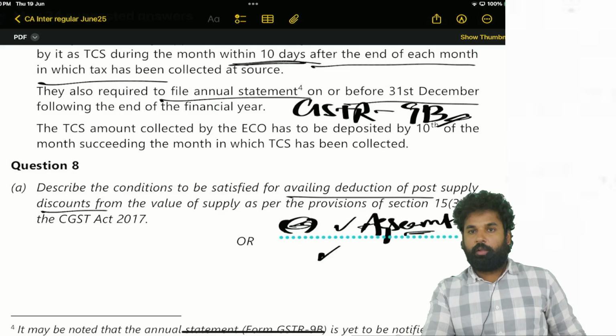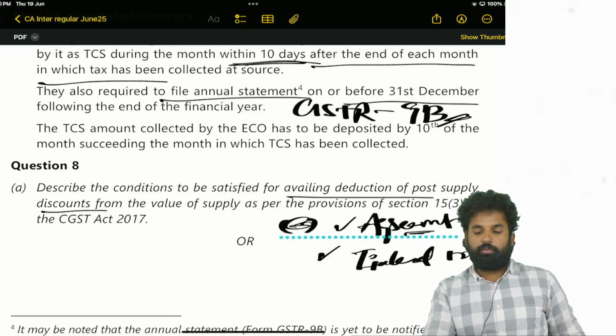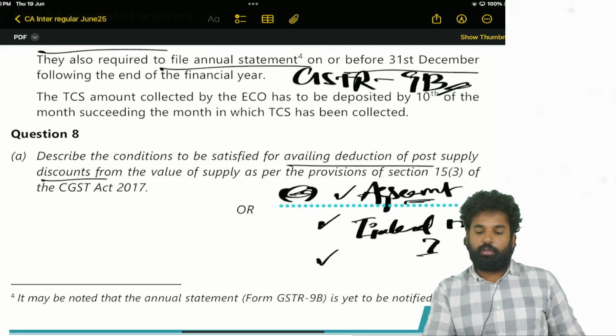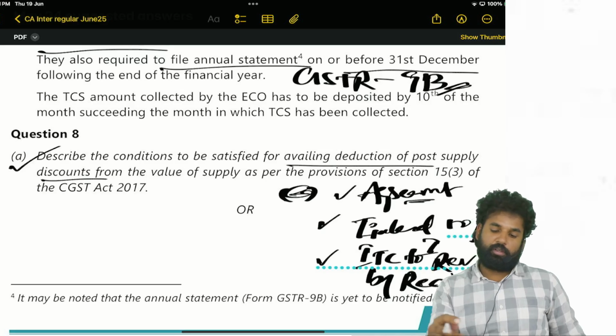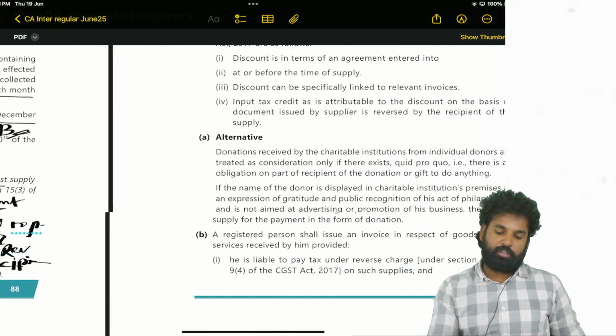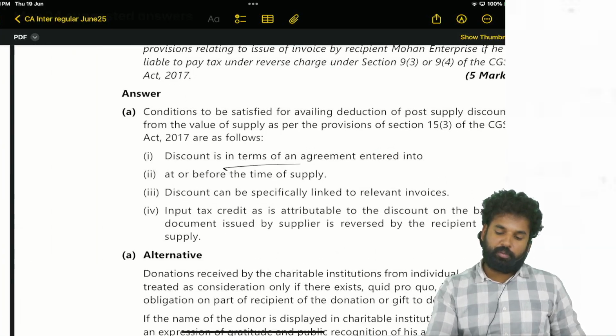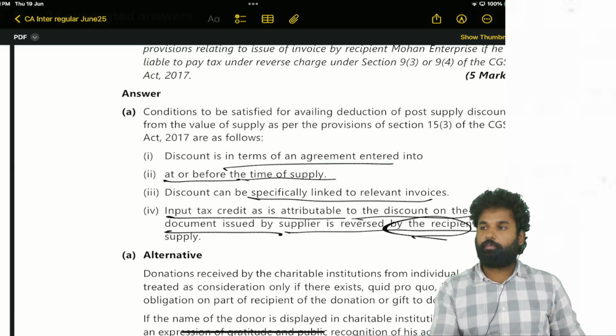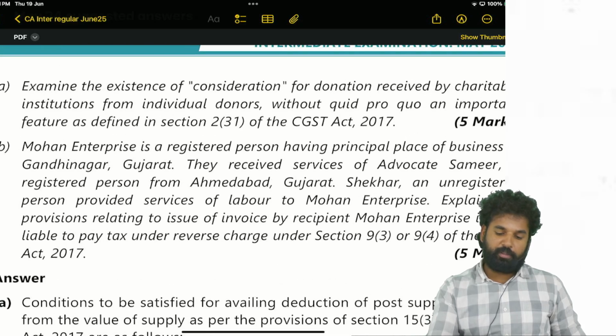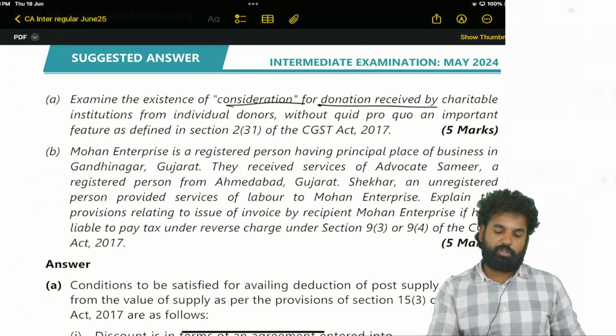Next, tax invoice, linked to a particular invoice. Next, ITC to be reversed by recipient. If these three conditions are satisfied, then post-supply discounts can be adjusted to the value. So discount in terms of an agreement entered into at or before the time of supply, specifically linked to the relevant invoice. Input tax credit attributable to the discount, on the basis of the document issued by the supplier, is reversed by the recipient. Right?